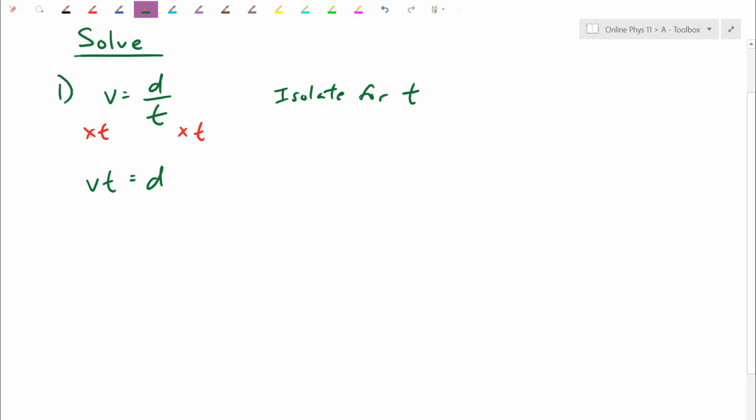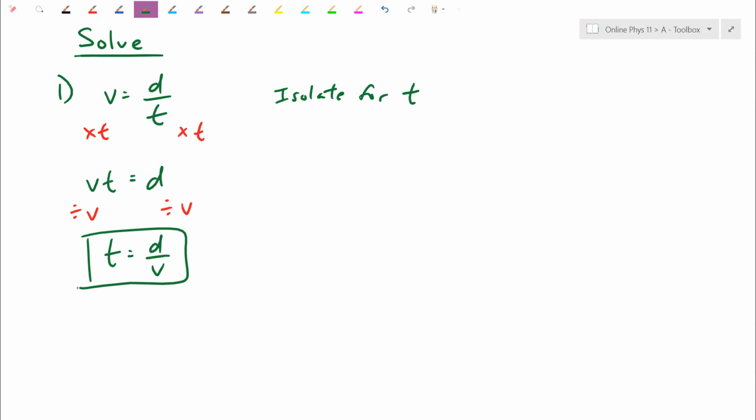All I need to do is get rid of the v term. The opposite of a multiply is a divide. Let's divide the v back over, and we end up getting t is equal to d over v. All right. So that's isolating or solving for t. We now have the expression t equals the distance divided by the speed.